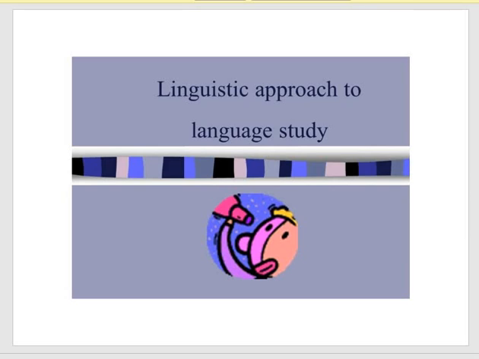Linguistic approach to language studies. Mainly our topic for today's presentation is contemporary approaches to linguistic studies. The topic I've written on this slide is linguistic approach to language studies. It's quite similar, so there is no difference between them. So what is linguistics? The first question that comes to my mind is what is linguistics? Linguistics, as you all know, is all about the study of language.